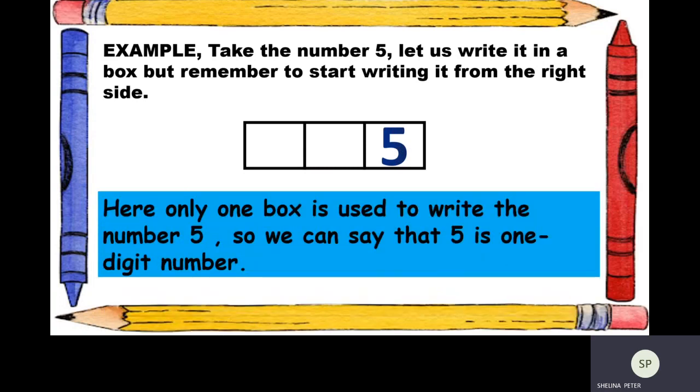Now here, as you can see, only one box is used to write the number 5. So we can say that 5 is a one digit number. Can you see here? Only one box is used to write the number 5. So we can say this is a one digit number.